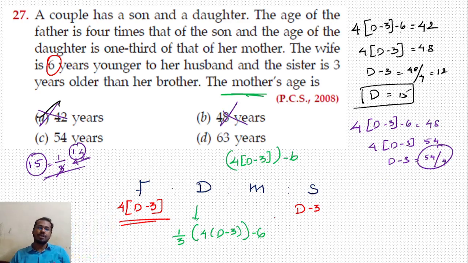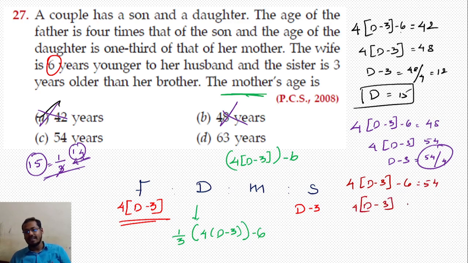Now, let's move to the third option. Third option is what? 54. So, 4 times D minus 3 minus 6 is equal to 54. Now, minus 6 when it goes that side, it becomes plus 6. 4 times D minus 3 is equal to 60. Now, D minus 3 is equal to 15, 60 divided by 4. So, D is equal to 15 plus 3, 18.